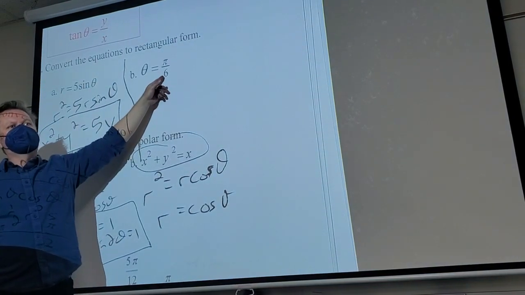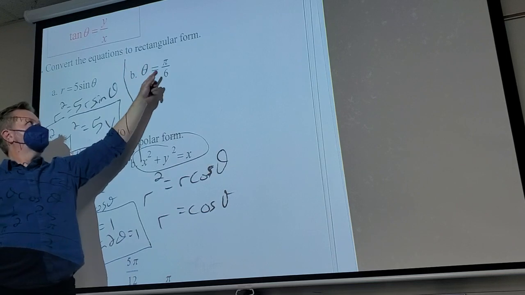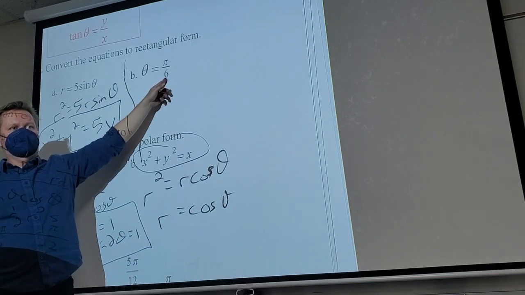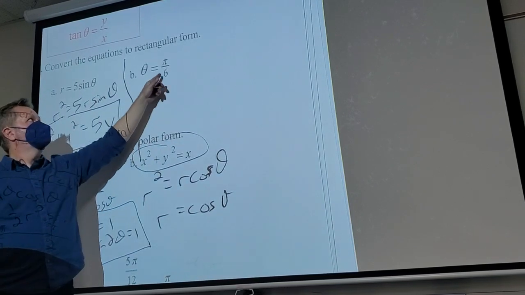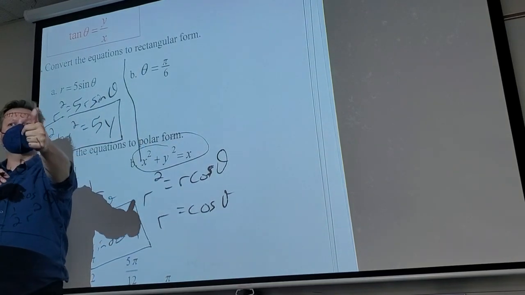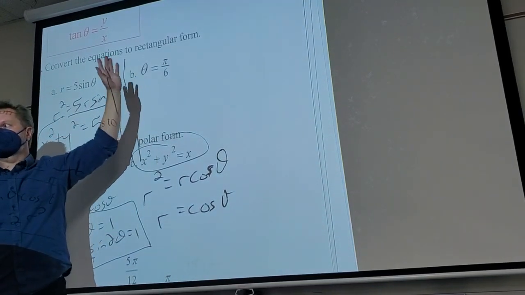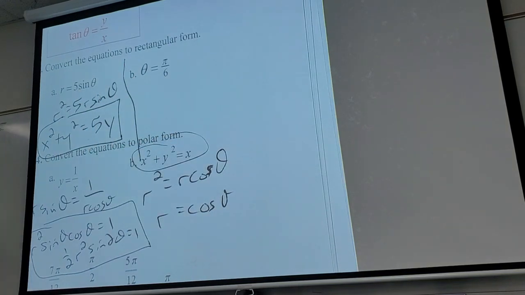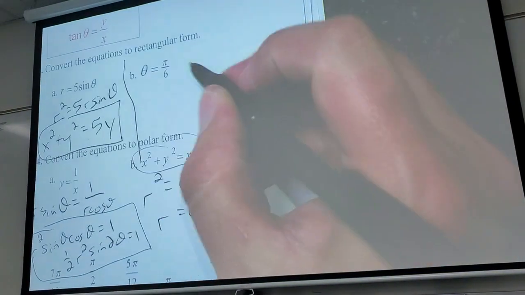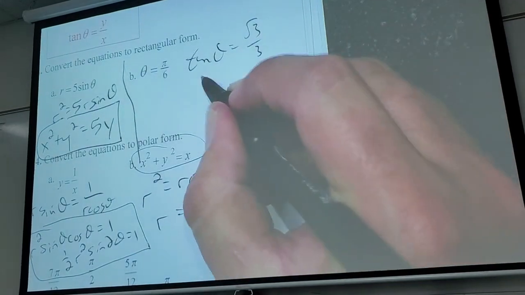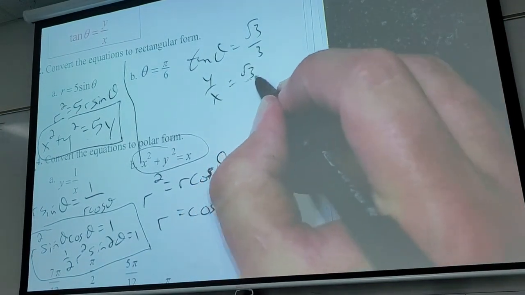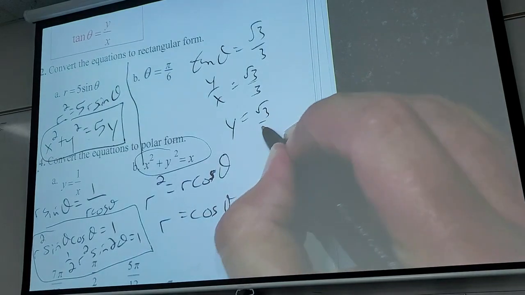Well, it's going to be the tangent of pi over 6, right? Which is going to be, so again, tangent's big when sine is big. Pi over 6 is close to the x-axis, sine small. This is rad 3 over 3 when you take a tangent. So this would be tangent theta equals rad 3 over 3. This is y over x. This is y equals rad 3 over 3 x.